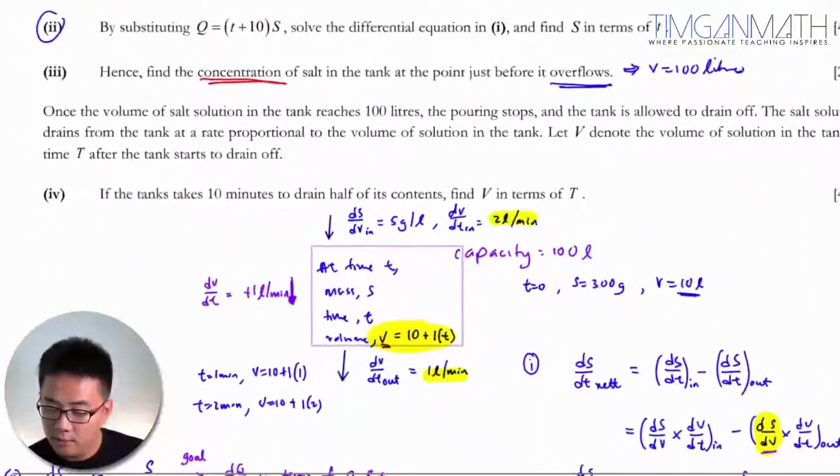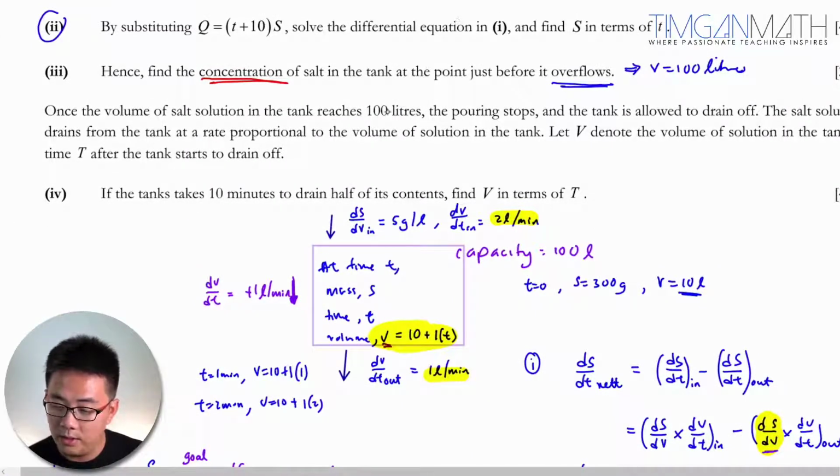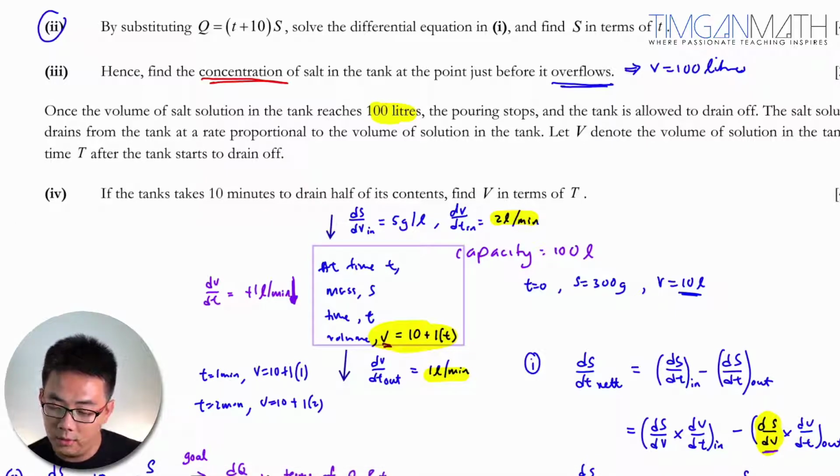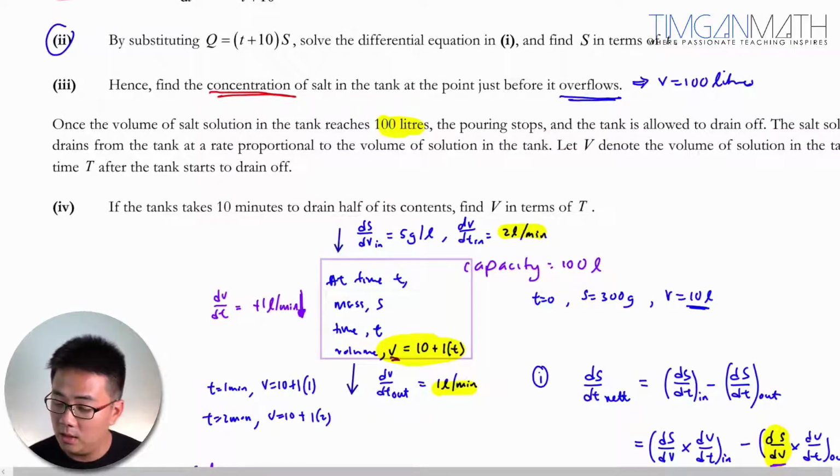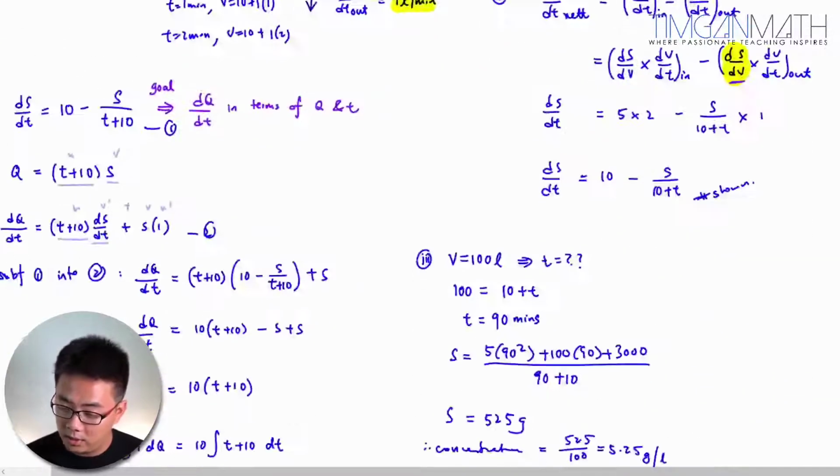Part 4. Now, once the volume of the salt solution reaches 100, the pouring stops. The tank is allowed to drain off. The salt solution drains from the tank at a rate proportional to the volume of solution in the tank. Let V denote the volume of solution in the tank at time t after it drains off. If the tank takes 10 minutes to drain half, okay, great. So I think this is another question altogether. Let me copy and paste because I think I need more space.